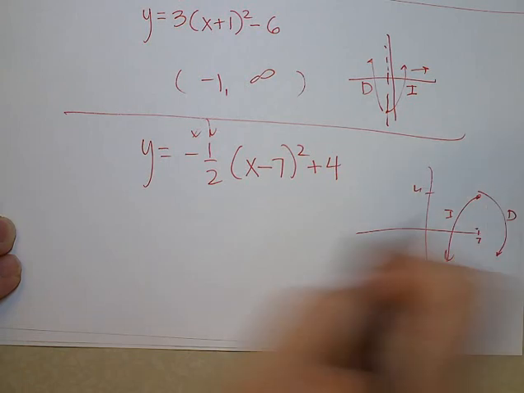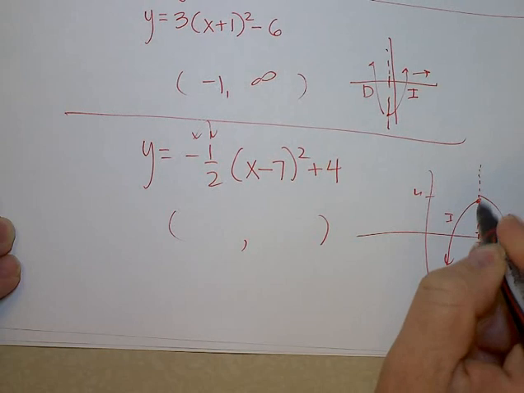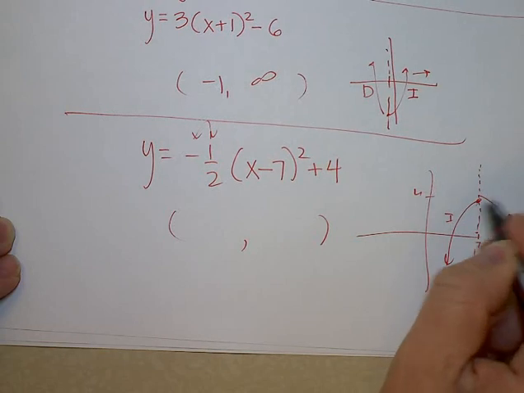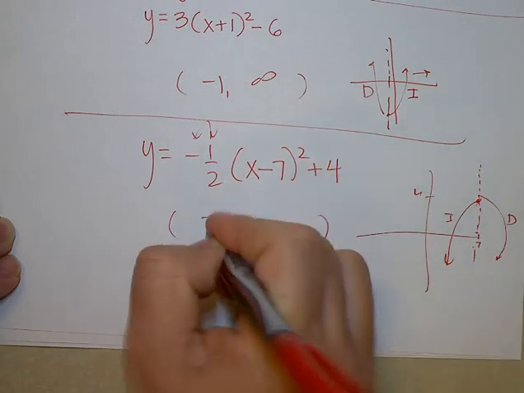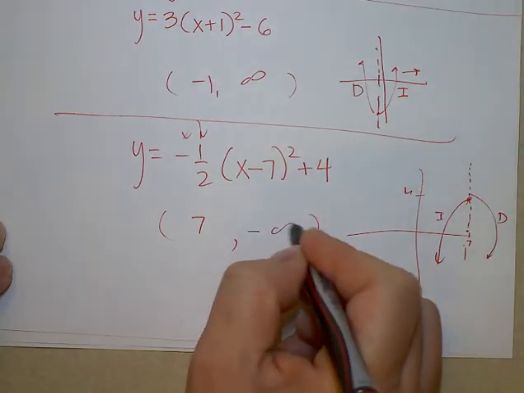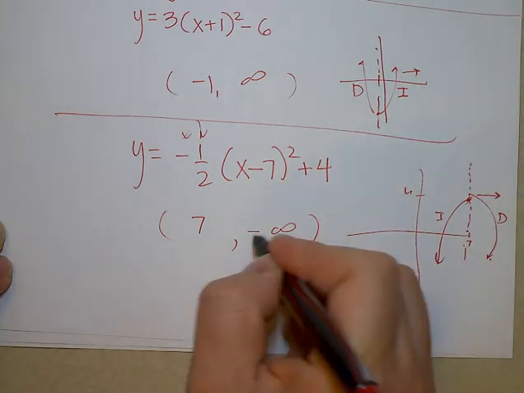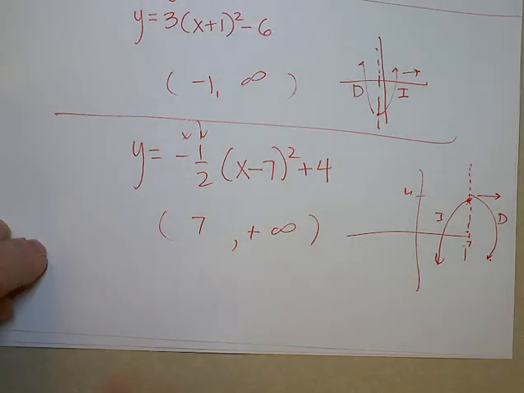Remember, we only use parentheses. I'm going to decrease starting at this number. Anything to the right of this is decreasing. So the x value is 7. Now this is where a lot of mistakes are made. Students want to write negative infinity because they see it going downward. But in terms of x values, you're continuing to move to the right, which is written as a positive infinity.